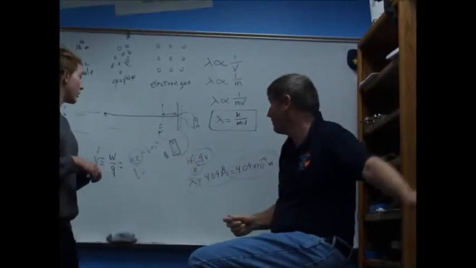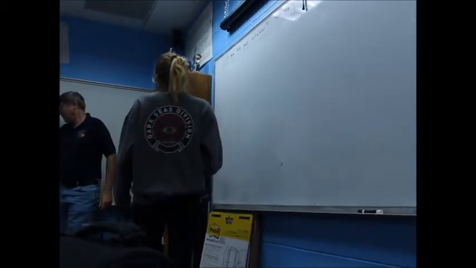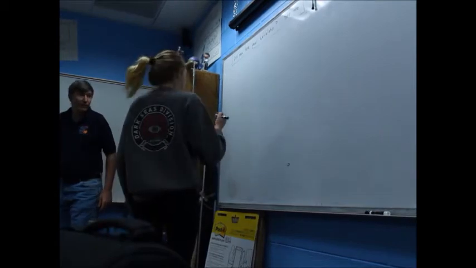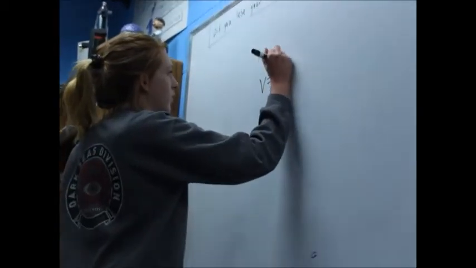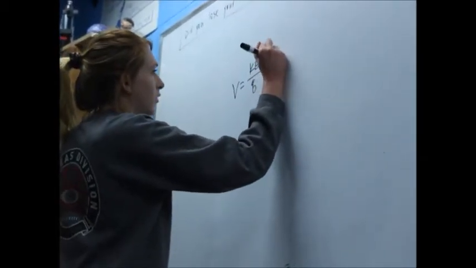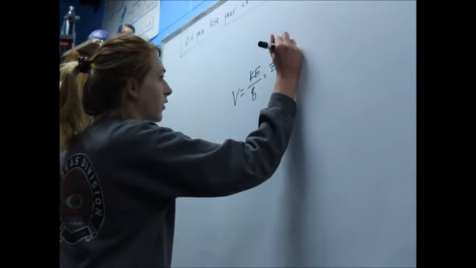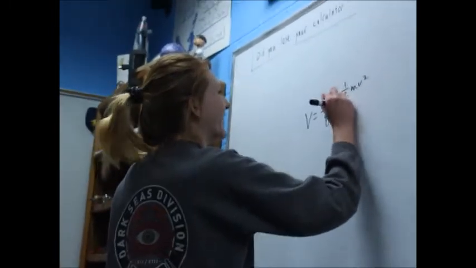Okay, let's do it over here. Voltage is KE over Q. So what is KE then? Which is 1/2 mv squared. Okay, good. I see what you're doing. Is that okay? Yeah, that's fine.